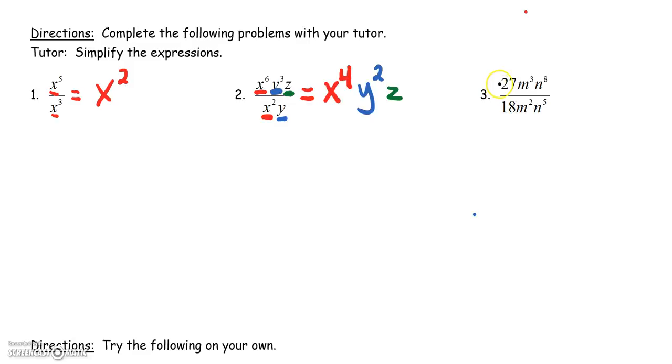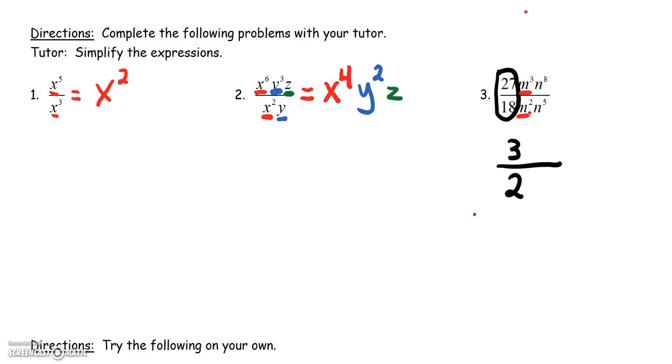In number 3, we've introduced some constants, so we'll divide those just like we would any other numbers, just like when we're dealing with fractions back in middle school. 27 divided by 18, I believe 9 goes into both of those, and so we end up with 3 over 2. 27 divided by 9 is 3, and 18 divided by 9 is 2. We'll handle the exponents the same way we've been.